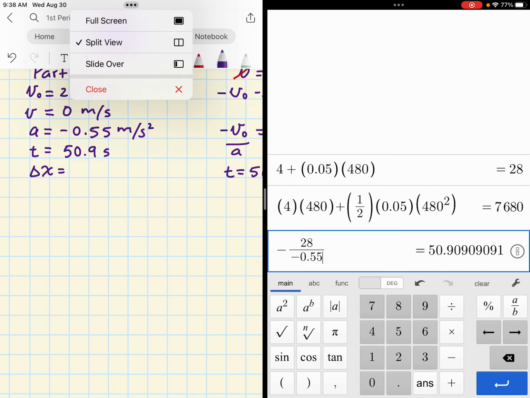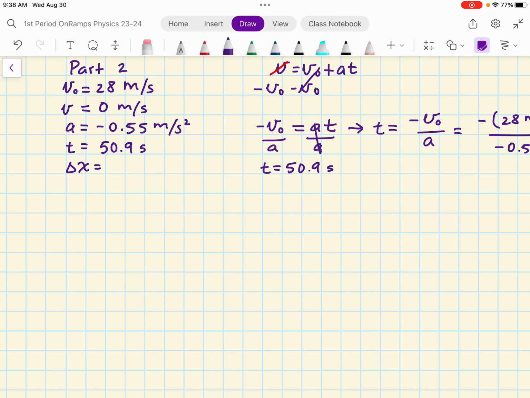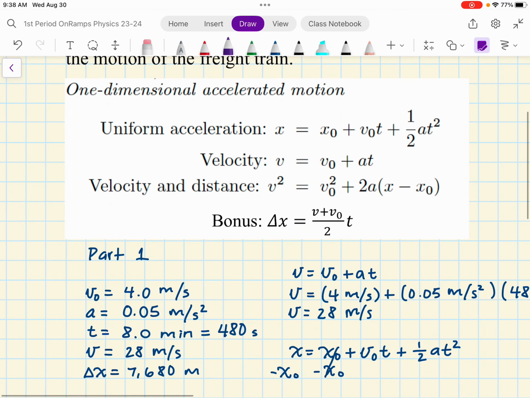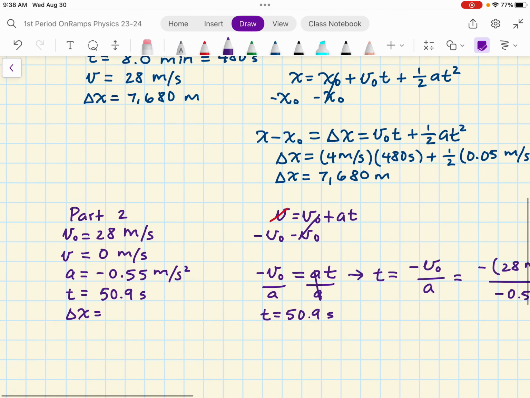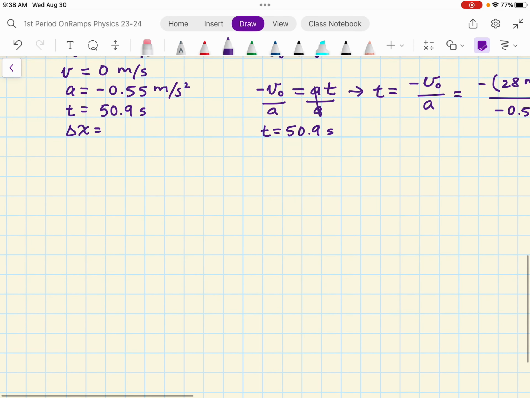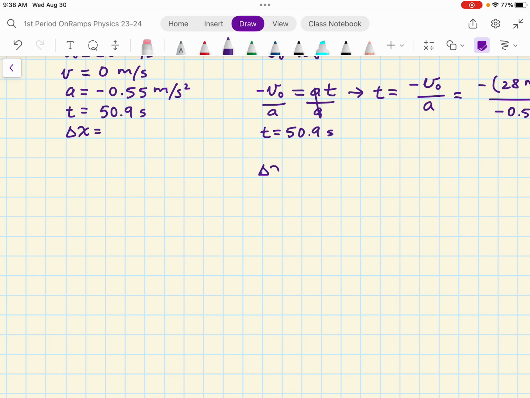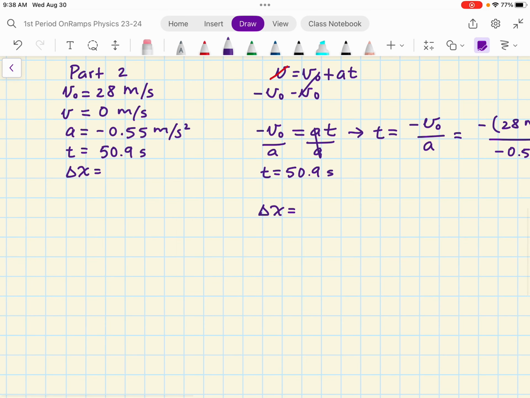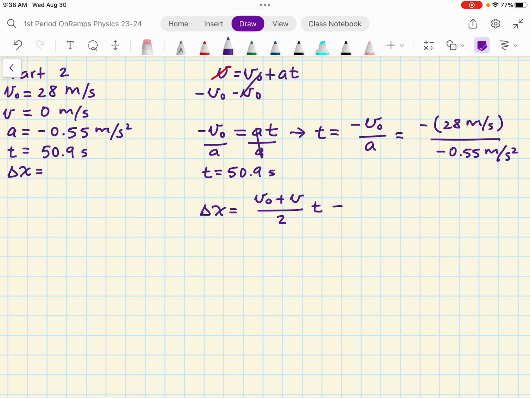So now I have options to solve for displacement. I'll just pick this one, right? Simple, short and sweet, the bonus one. That one says delta x is equal to, wait, let me write the equation. So initial velocity plus final velocity divided by 2 multiplied by time. I don't have to do any algebra. Displacement is on the left.